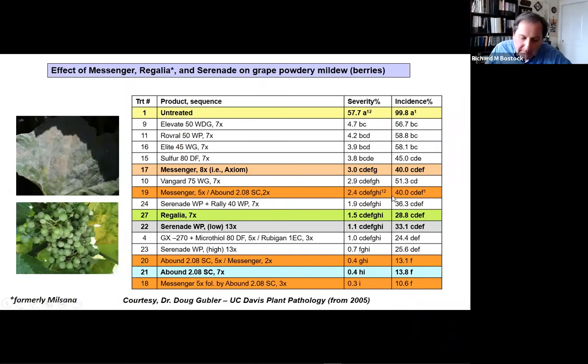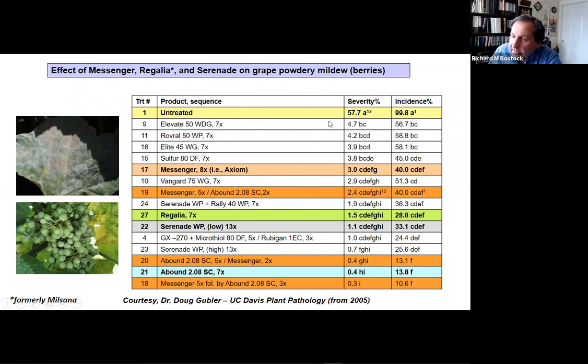So here's some data that were given to me by a late colleague and friend of mine, Doug Gubler, who some of you may have known, and this is old data on some work that they did comparing a whole slew of conventional fungicides as well as plant activators, and sulfur and so forth. So this is on grape powdery mildew, and just looking at the berries. They also looked at foliar infection in these studies as well, but I just want to focus on the berries.